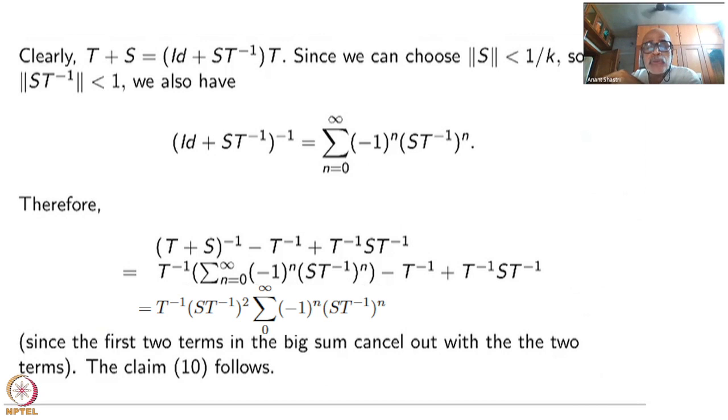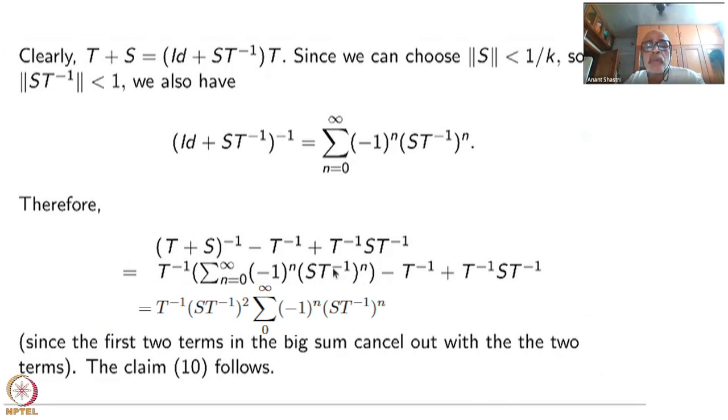Okay. So ST inverse raised to 2 comes out. T inverse into ST inverse raised to 2, and the sum from 0 to infinity of ST inverse powers, ST inverse raised to n. So up till here you have computed.